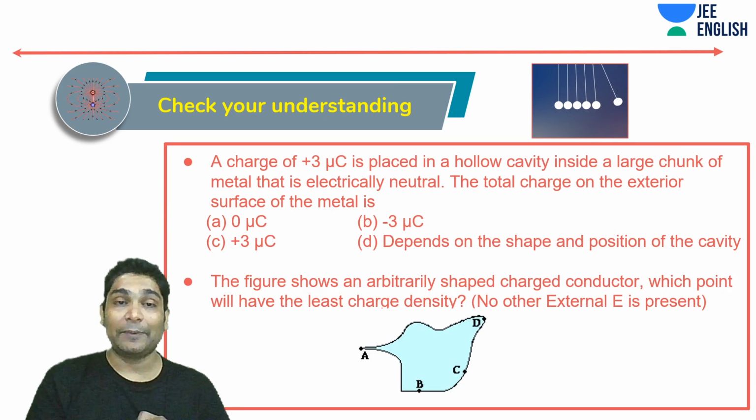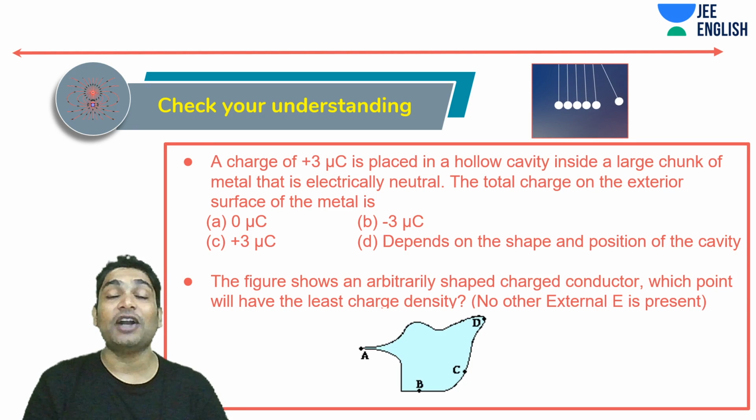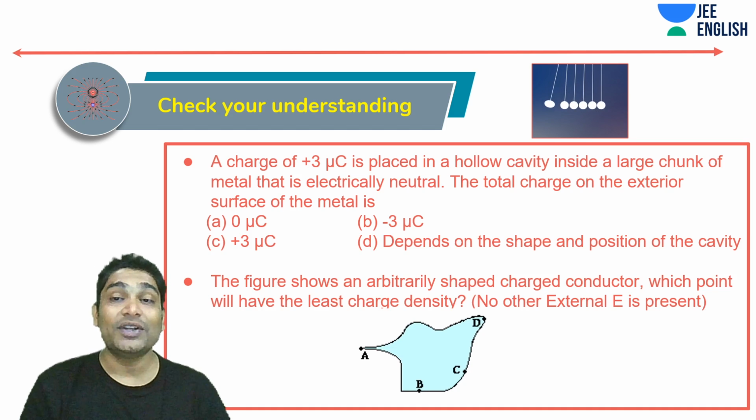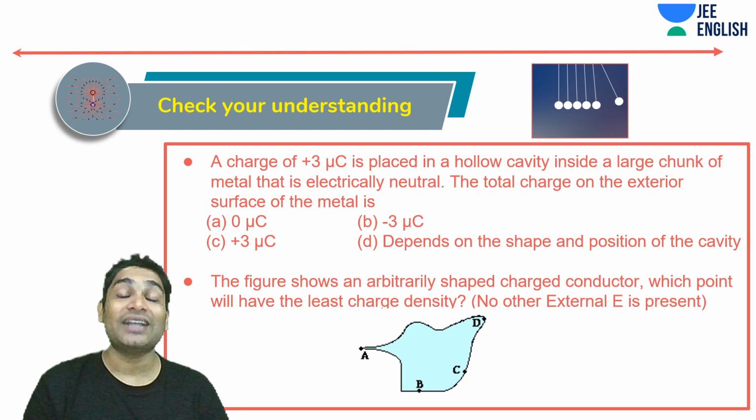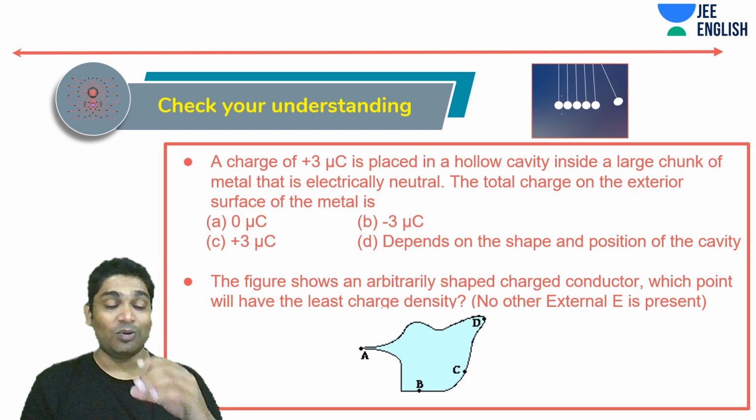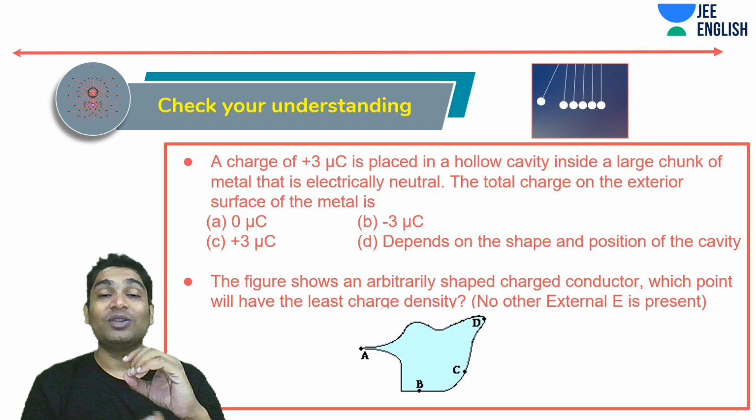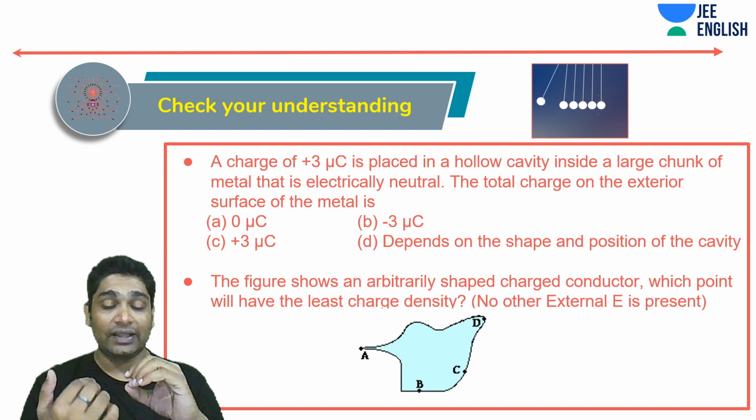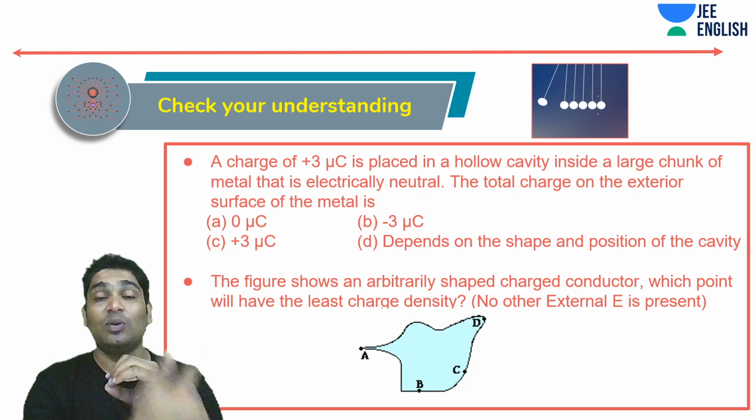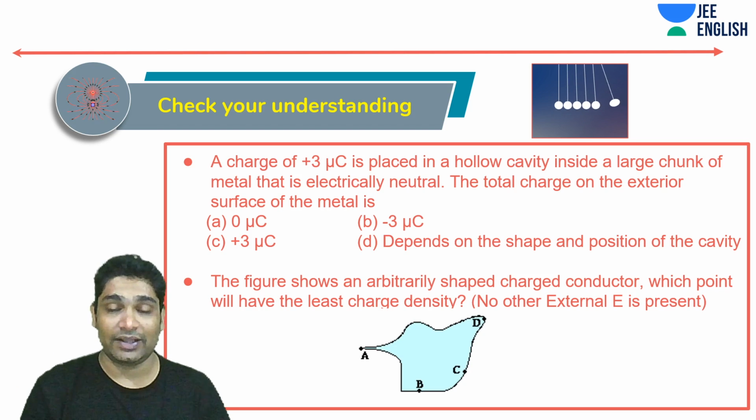All right, let's check your understanding. In the first problem, I have a charge of plus 3 coulombs placed in the hollow cavity inside a large chunk of metal which is electrically neutral. What is the total exterior charge on the surface of the metal? I've given the options of 0, minus 3, plus 3, and depends on the shape and position of the cavity. Now the answer is very clear. It is going to be C, plus 3 coulombs. It's not 0. Why? Because the moment I keep plus 3 coulombs here, minus 3 coulombs will appear on the inside walls. And since the conductor was electrically neutral, plus 3 has to appear on the outer surface. Right? So do not make the mistake in this.